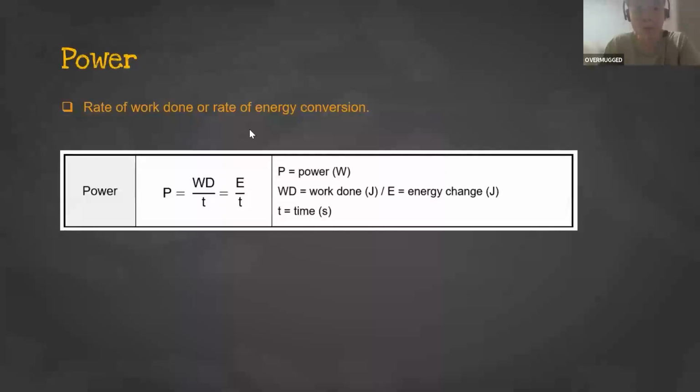Same thing. Make sure the units are all correct. Examiners like to give prefixes, kilowatt, milliwatt, all this kind of thing. They like to give minutes, hours. Hopefully you all know how to convert the units of time. Okay, so let me show you an example.